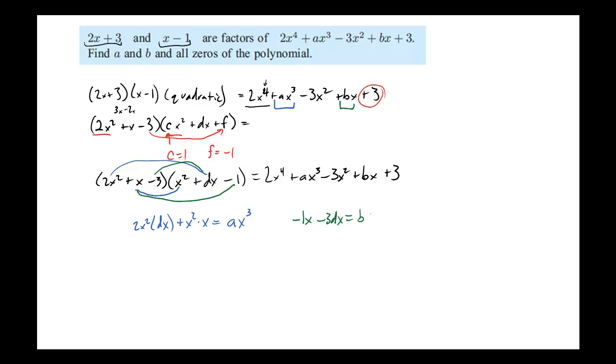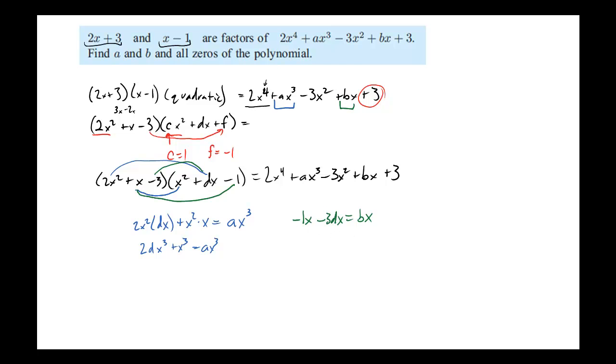And so those have to equal bx. Okay? Now, that having been done, I now have 2dx cubed plus x cubed equals ax cubed. And some of this, you may be able to skip part of this. All right? I'm just writing it out formally so that you can see it.